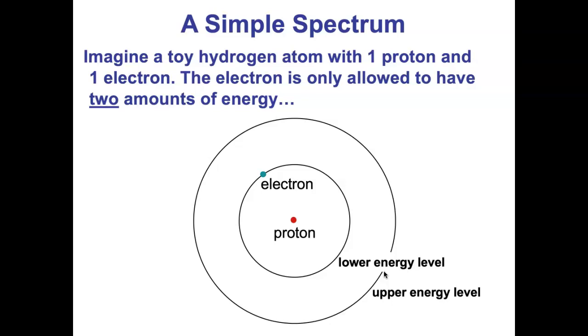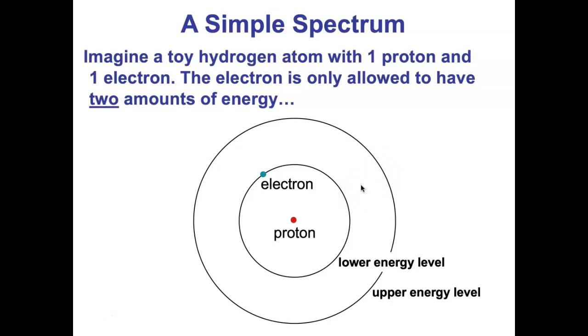So remember from way back when you learned this in junior high chemistry class or something, remember that in atoms, electrons only exist in certain discrete energy states. Right? In this atom, the electron can either be at the lower energy level or the upper energy level. That's it. It can't exist anywhere in between.